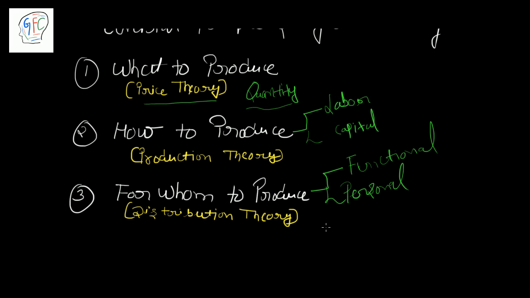For instance, let us say you are to open up a multiplex. Now, when you're opening up a multiplex, of course, you're not opening it for the people who can't afford it. You're opening it for the people who can afford it. Therefore, for whom to produce is the question of distribution theory. How would the generated income in the economy get distributed amongst people?